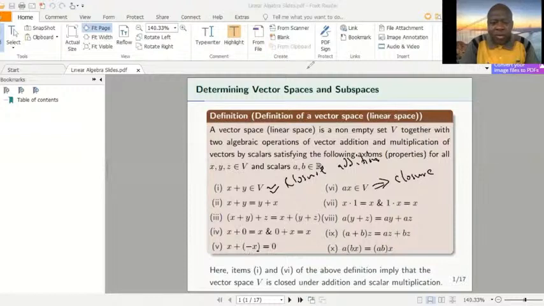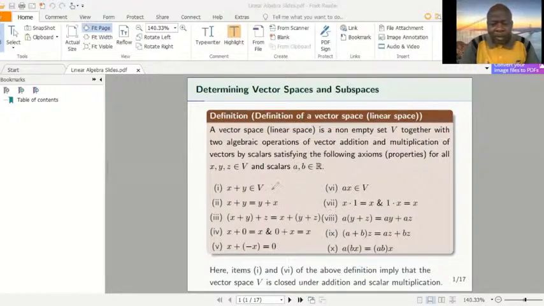Now, if you're asked to tell if a set is a vector space, then what that means is that you must go through these properties and see that they are all satisfied. If any of them is not satisfied, then that set is not a vector space.